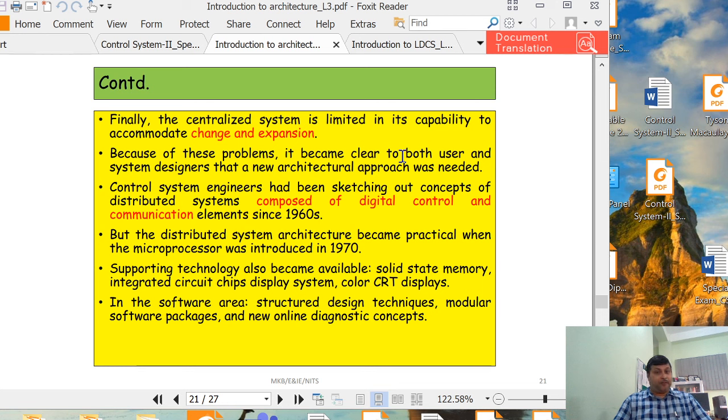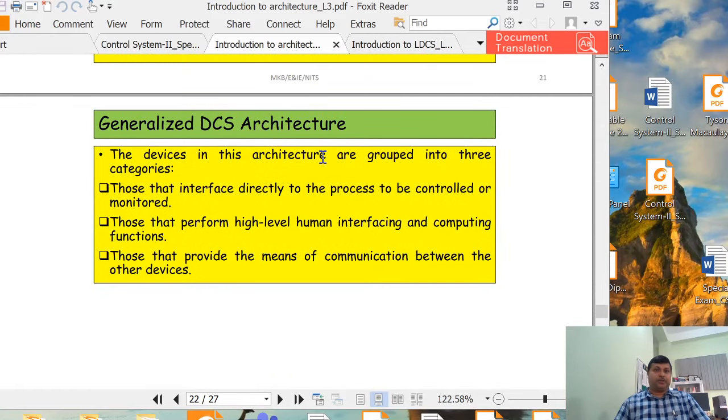Supporting technology also became available, like solid state memory, integrated circuit chips, display systems, and color CRT displays. In the software area there was also tremendous development: structured design techniques, modular software packages and new online diagnostic concepts. So all these factors, as well as the need, accelerated the development of distributed control architecture. Now we are going to learn the generalized DCS architecture.